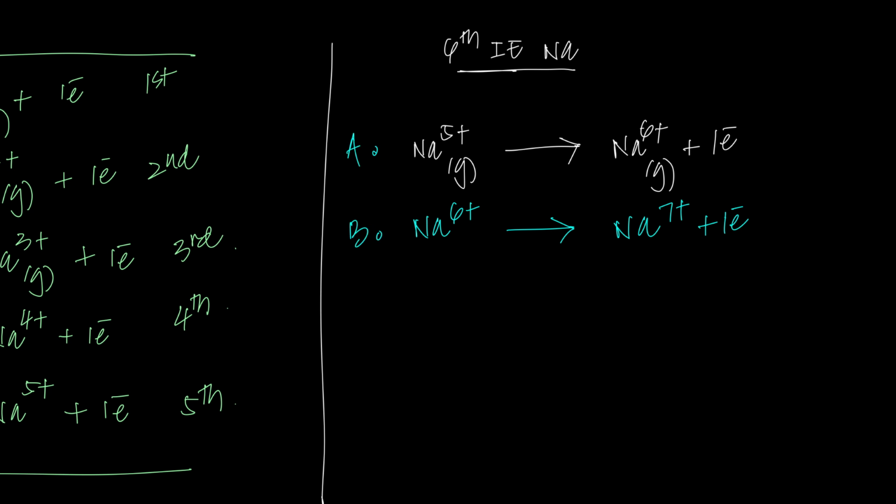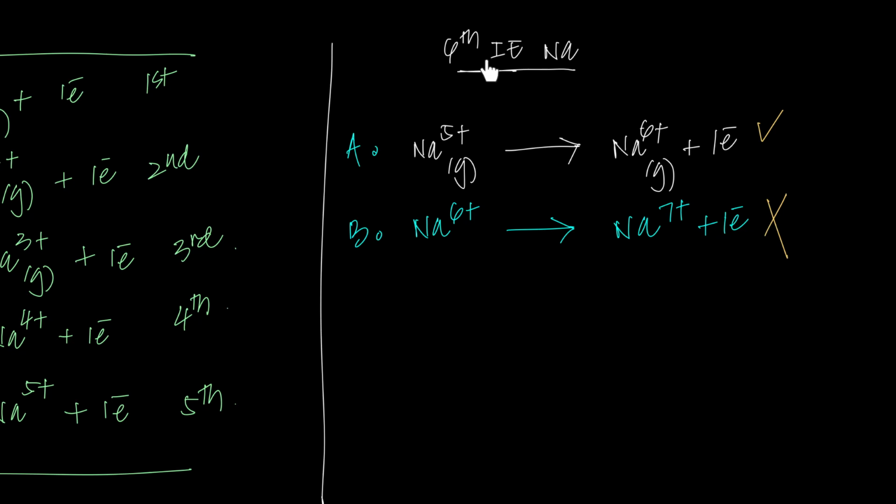It always confuses students. You guys are right, it's not B, it's A, because sixth means removal of the sixth electron, not removal of the seventh electron. If I were to define the sixth ionization energy, it's the energy required to remove 1 mole of electrons from 1 mole of 5 plus gaseous ions to give you 1 mole of 6 plus gaseous ions. Remember this. So B is wrong and A is right.